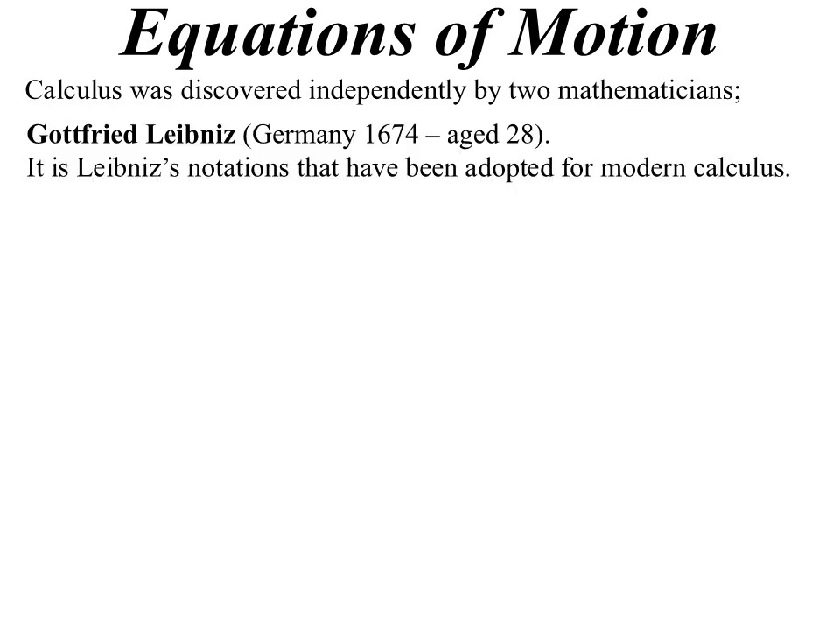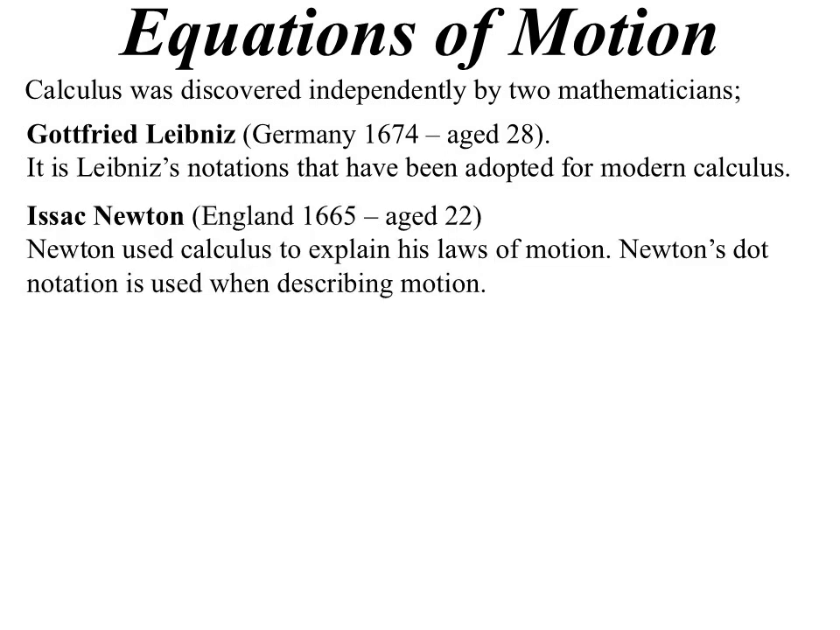So calculus was discovered by this fella, Gottfried Leibniz, or is it Leibniz? I always get that one wrong. A German, and it's actually his notations that we use for modern calculus. The other person, a lot more famous, Isaac Newton, of course, and he started using calculus to study the laws of motion, planetary motion, and things like that. Now, Newton's dot notation, we use that when we're talking about motion.